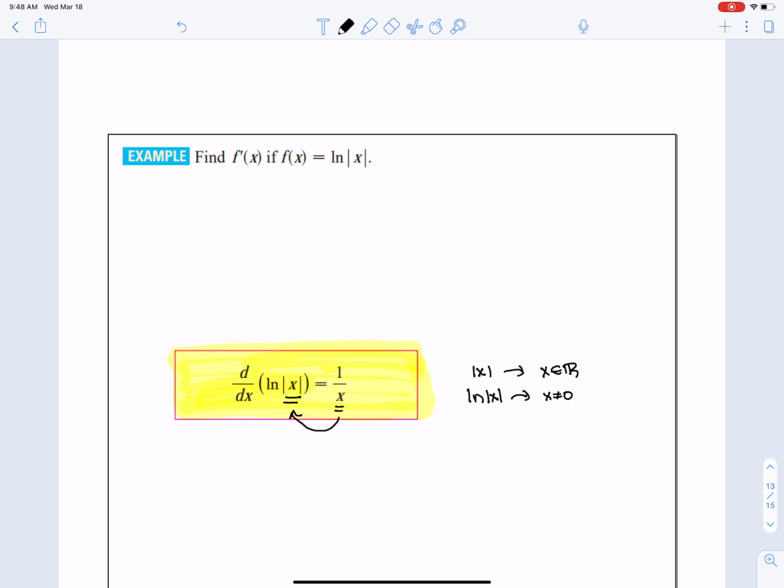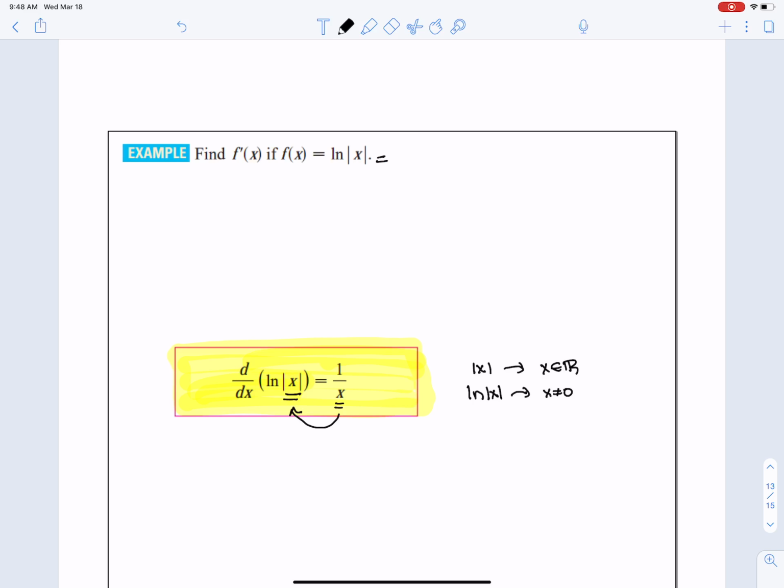So it says find f prime of x. The derivative here would just be 1 over x. You just drop the absolute value, and then the domain of this function works out to be identical to the domain of that function.